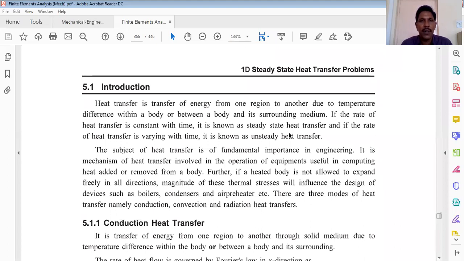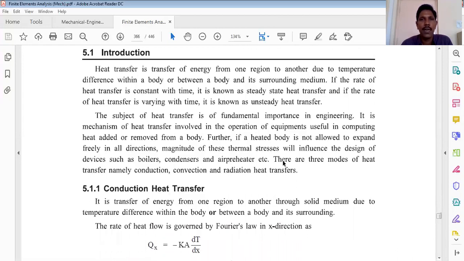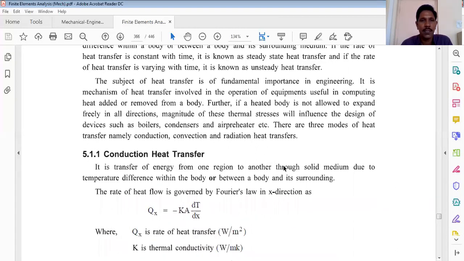So if the rate of heat transfer is constant with respect to time, it is called steady state heat transfer. And if the rate of heat transfer is not constant with respect to time, it may be called unsteady heat transfer. So the subject of heat transfer is of fundamental importance, and it is required to have the finite element formulation of heat transfer problem by considering the conduction, convection, and radiation heat transfers.